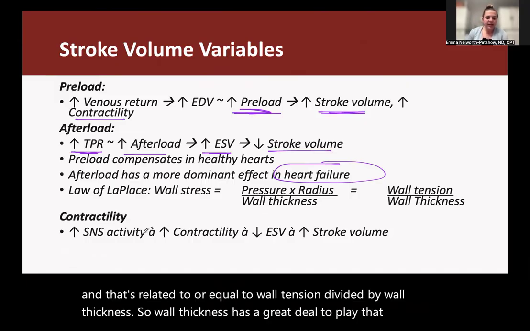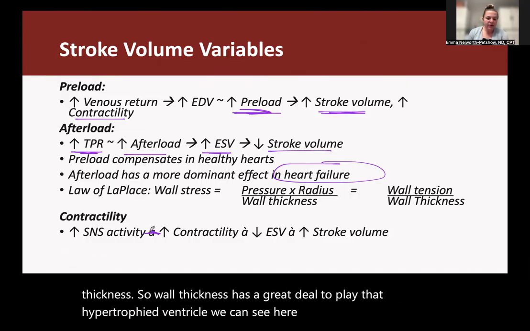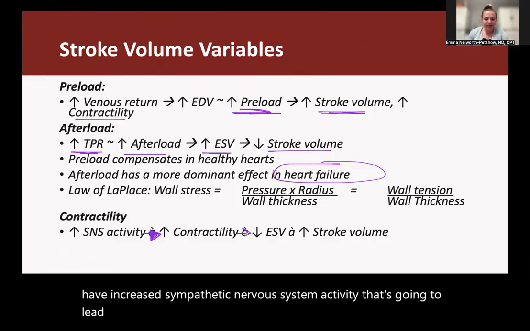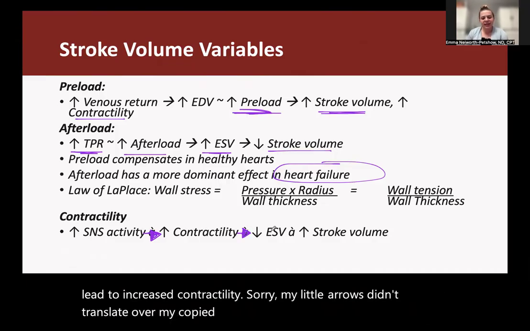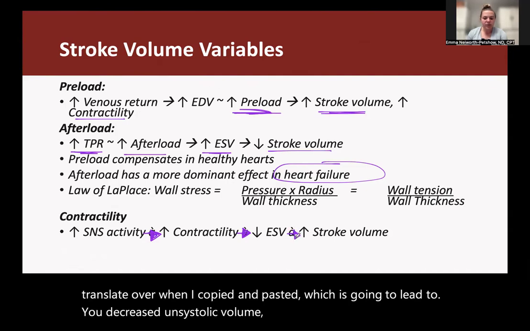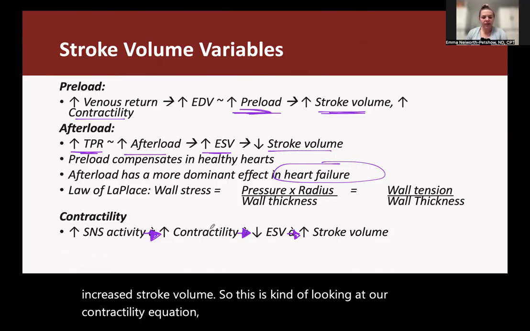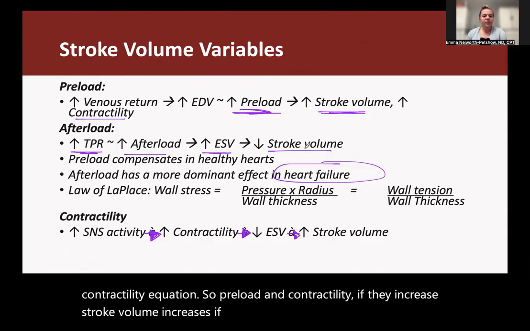We can see here for contractility that if we have increased sympathetic nervous system activity, that's going to lead to increased contractility. Sorry, my little arrows didn't translate over when I copied and pasted. That is going to lead to decreased end systolic volume, which is going to lead to increased stroke volume. So this is looking at our contractility equation. So if preload and contractility increase, stroke volume increases. If afterload increases, stroke volume decreases.